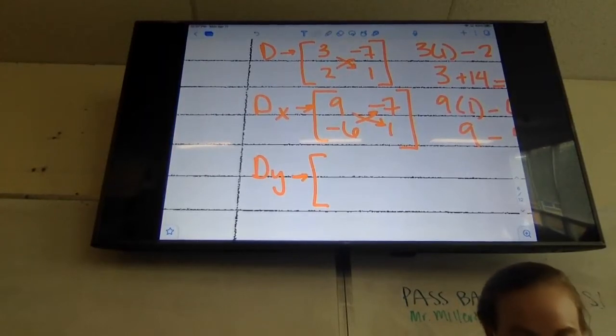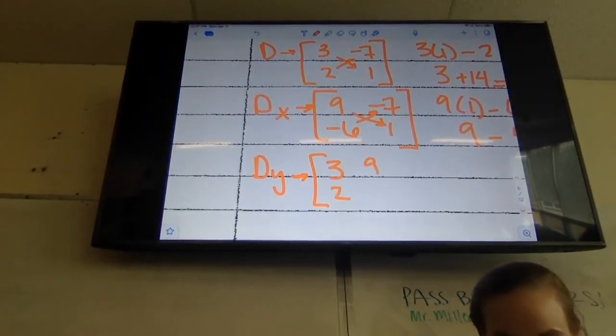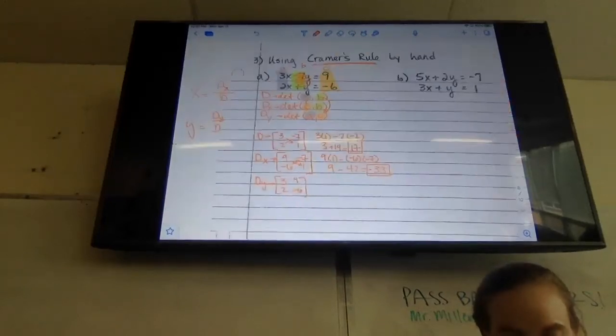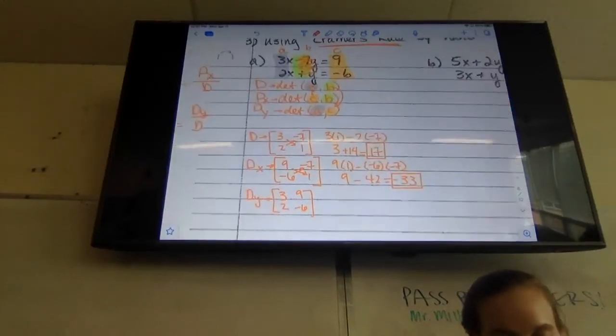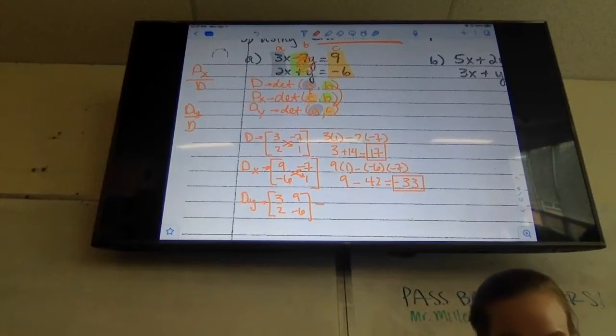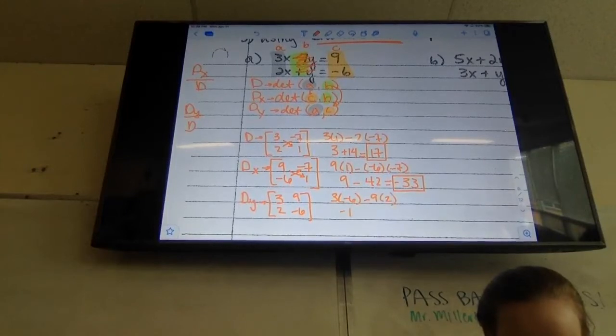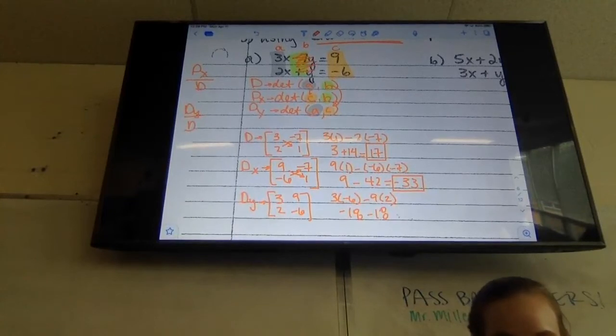A goes 3, then 2, and C goes 9, then -6. So I get 3 times -6 minus 9 times 2. Oh no, -18 minus 18. Ooh, -36.